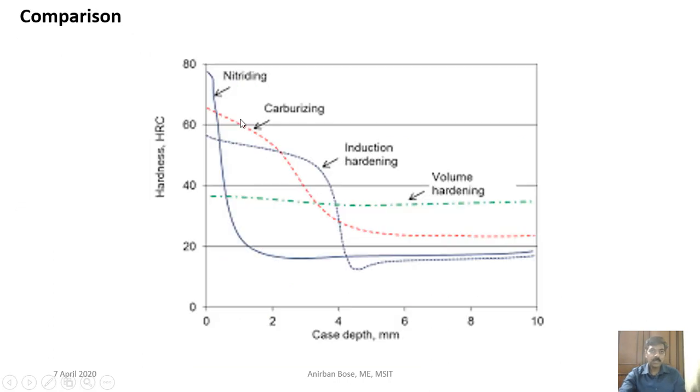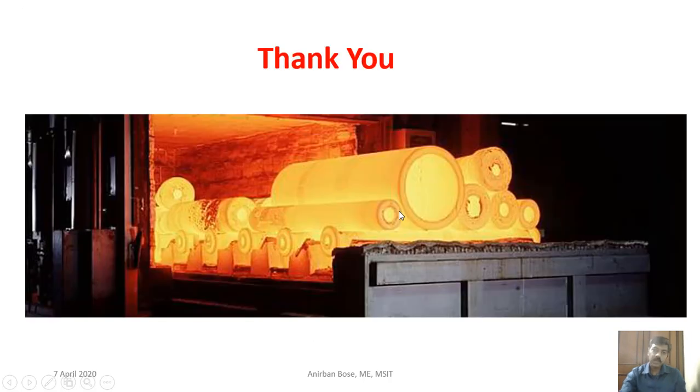Here you can see a comparison of the different processes that we have discussed. Like nitriding, you can see up to a very small depth a very high hardness is produced. In case of carburizing, you can see up to a larger depth the hardness is good. In case of induction hardening, initially the hardness is small, but up to a very long depth it can maintain a good hardness when that requirement is there. And volume hardening is the general hardening process through which the whole material is hardened. Okay, thank you.